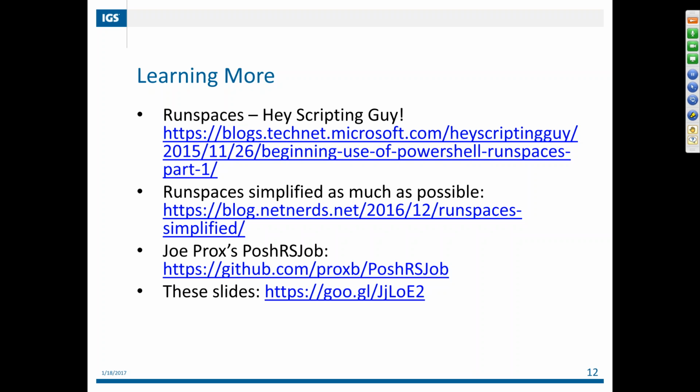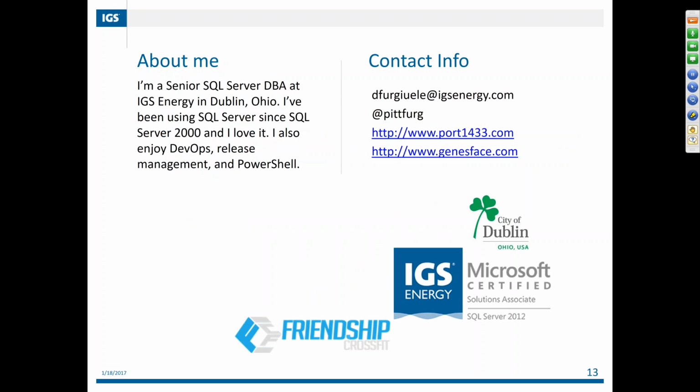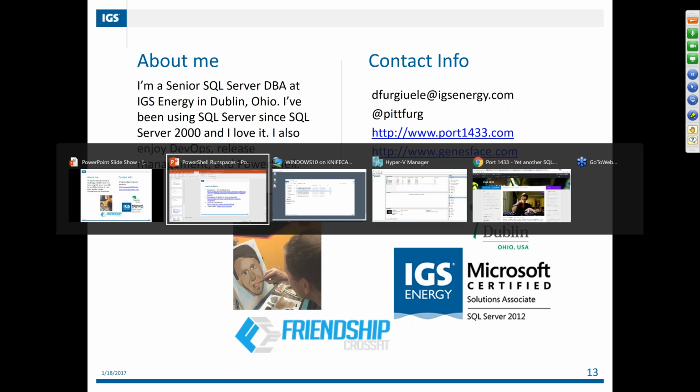If you're not the kind of person that wants to write your own Runspaces, Joe Prox has Posh RS Job on GitHub. It simplifies this a little bit, gives you commandlets to work with. And then these slides, guys, I will tweet this same URL afterwards. If you want to go get my slides, they'll be available on SlideShare. So let's see if that finished. I'm hoping that it did.